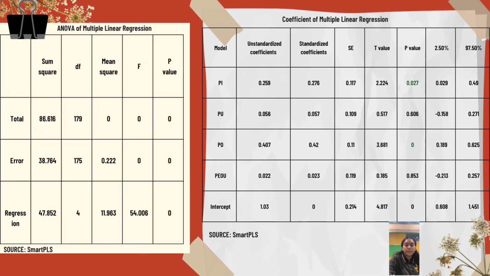As we can see in the ANOVA table of multiple linear regression, the F value is 54.006. The significance level was reported to be 0, indicating a significant relationship between perceived ease of use, perceived usefulness, perceived innovativeness, and perceived optimism, as the p-value is smaller than 0.05.